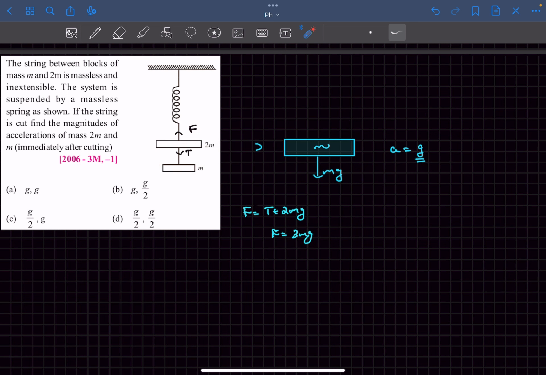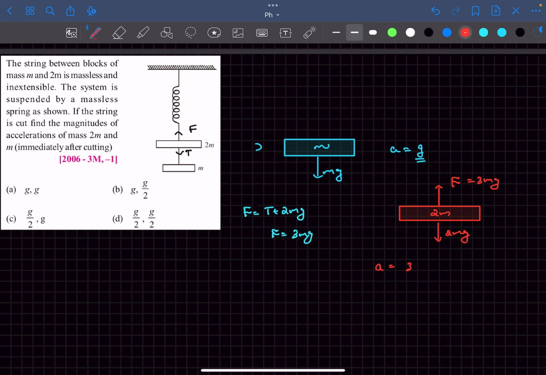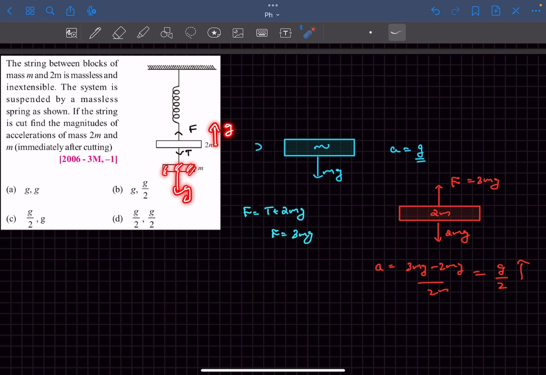Now as we have the spring force to be 3mg, let's draw the FBD of mass 2m. As I said earlier, the spring force won't really change instantaneously after the string is cut, so this force is still going to be 3mg, and the weight of the block is going to be 2mg. From this FBD, we can clearly say the acceleration of this block is going to be (3mg minus 2mg) over 2m, which is g by 2 upwards. So the block of mass m will just undergo free fall, and the 2m mass will move upwards with an acceleration of g by 2. So option C is the correct answer.